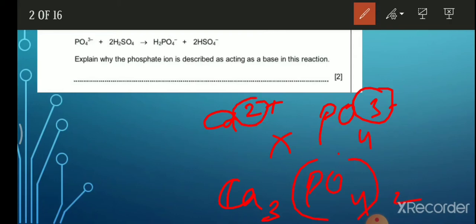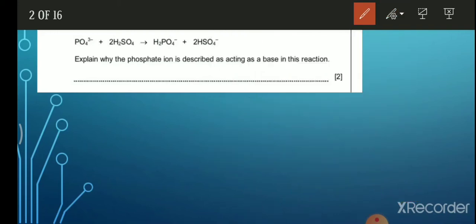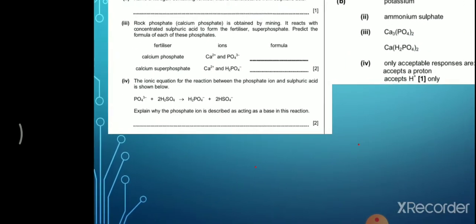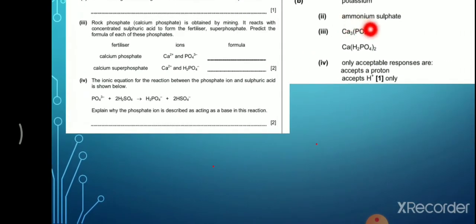So let's see the answer. Ca3 PO4 twice. Yes, Ca3 PO4 twice is the answer. Next one is a similar question: Ca 2 plus and H2 PO4 1 minus. You will get the answer by doing the same method as above. Ca is 2 plus, that 2 will come here, and this in the bracket, H2 PO4 twice.